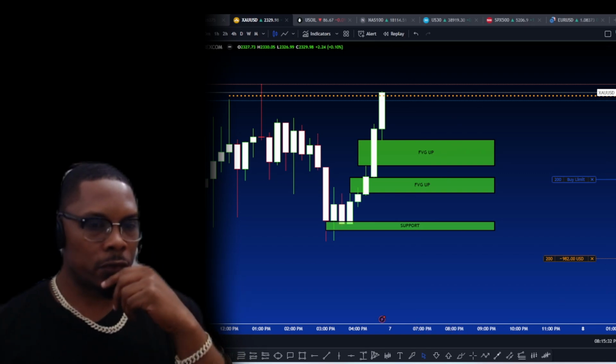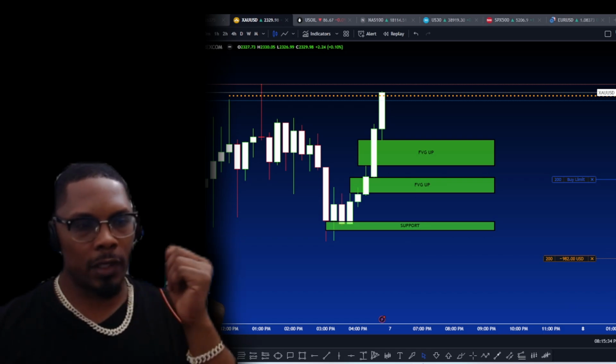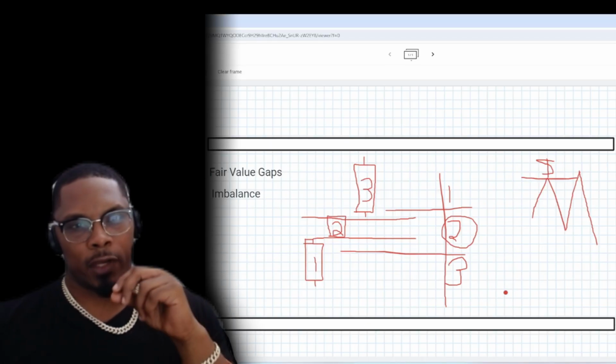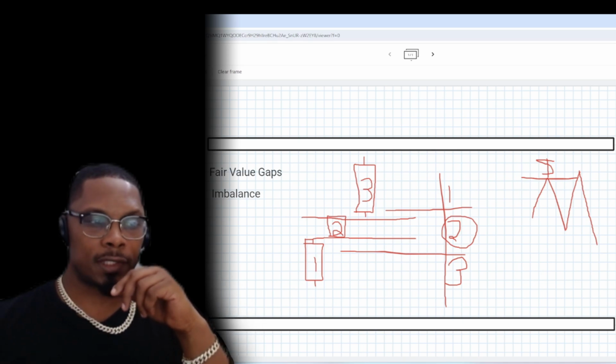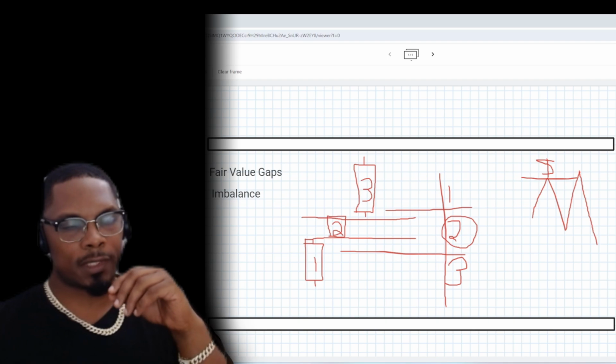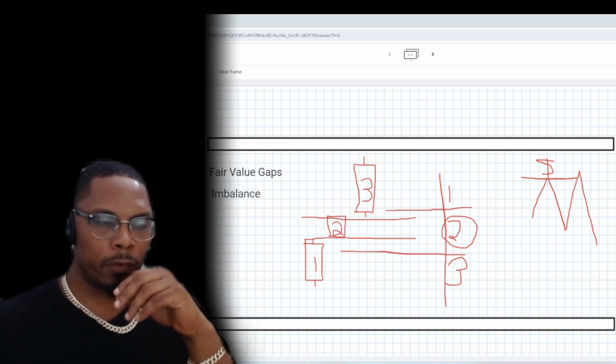All right. Hopefully this helped demystify a few things for you guys and helped you understand it. You know what I mean? This fair value gap stuff, this imbalance, is very, very simple, guys.